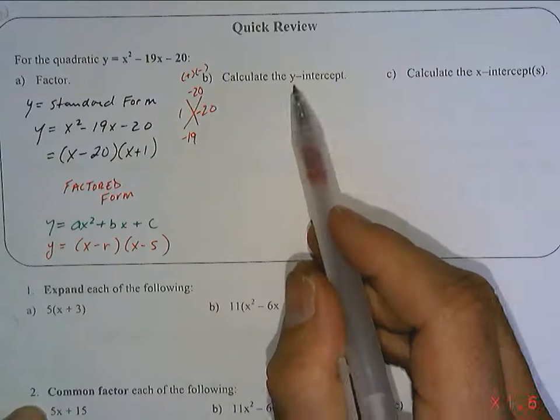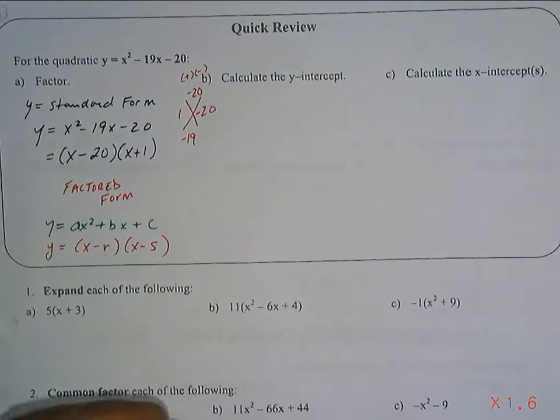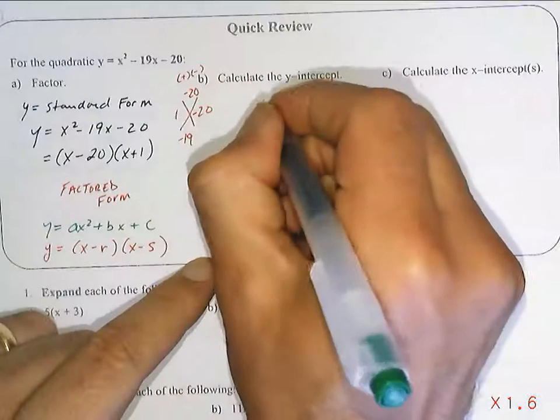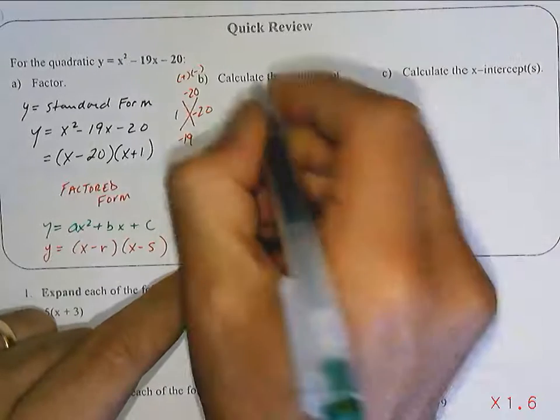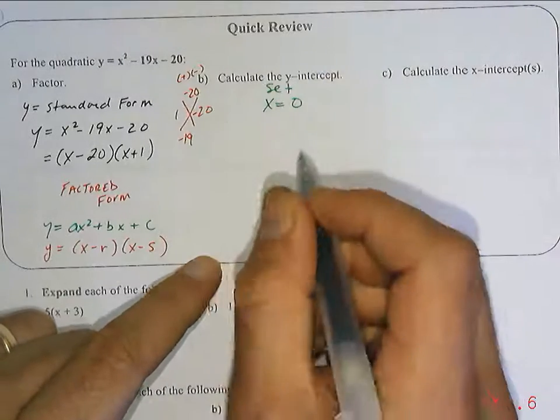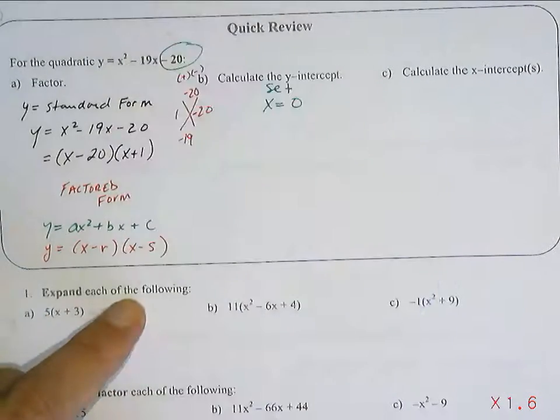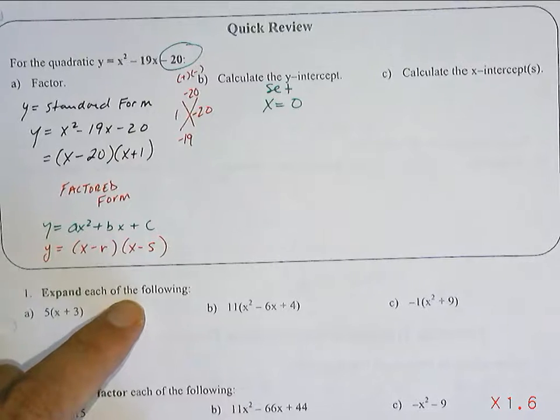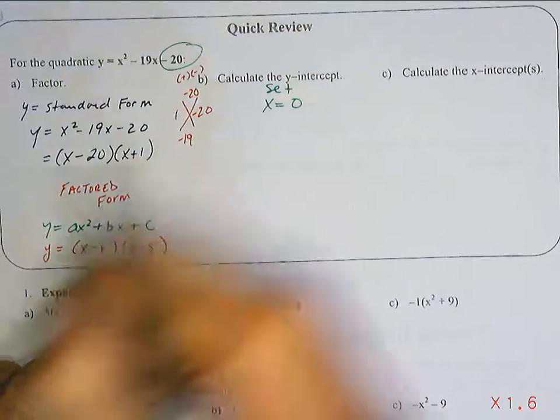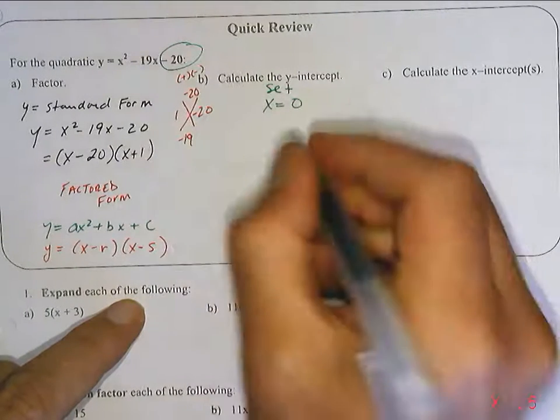Calculate the y-intercept. Well, ladies and gentlemen, if you're going to calculate the y-intercept, then you know that you're going to set x equals 0. Now, at this point, are there any of you out there that know just to look at the standard form c value? So the y-intercept is going to be negative 20.